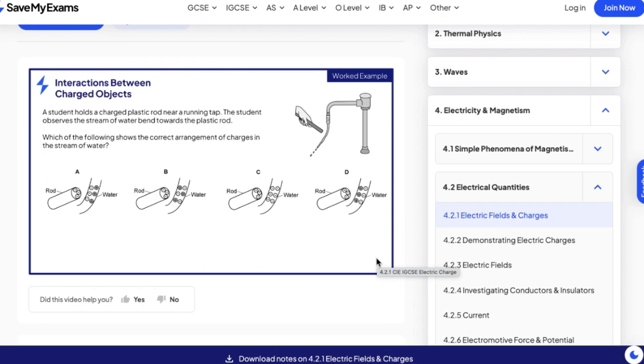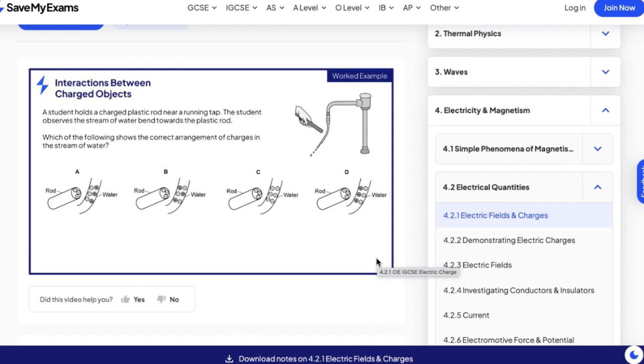Let's take a look at an exam question. A student holds a charged plastic rod near a running tap. The student observes the stream of water bend towards the plastic rod. Which of the following shows the correct arrangement of charges in the stream of water? In each of the diagrams, the rod is negatively charged. Water molecules are polar. That means that they have areas of positive and negative charge. You don't need to know that, but that's how this phenomenon actually works.